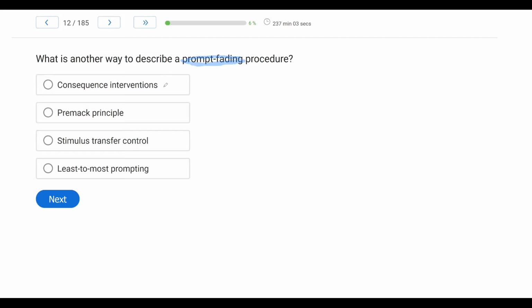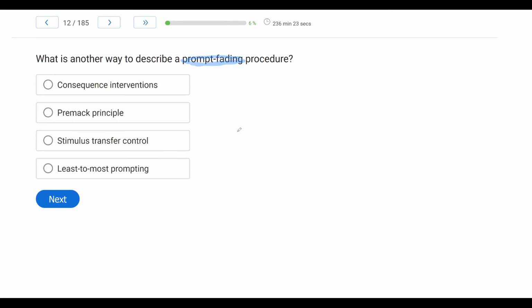A, consequence interventions. Well, prompts are not consequences. Prompt fading is not a consequence intervention. A is out. B, the Premack principle. Does the Premack principle have anything to do with our prompts? Does not. Premack principle says that you use the opportunity to engage in a highly preferred response or activity as reinforcement for engaging in a low probability response or activity. Premack principle, unrelated. What about stimulus transfer control? Yes, all you're doing with prompt fading is transferring stimulus control. Stimulus control is transferred from the prompt to the actual SD.